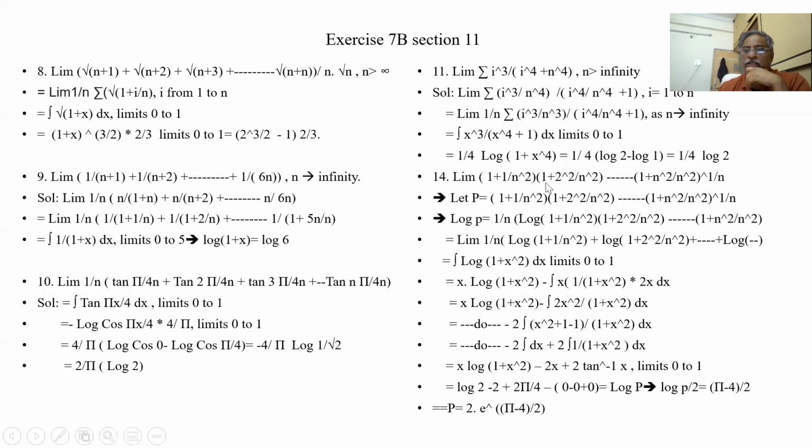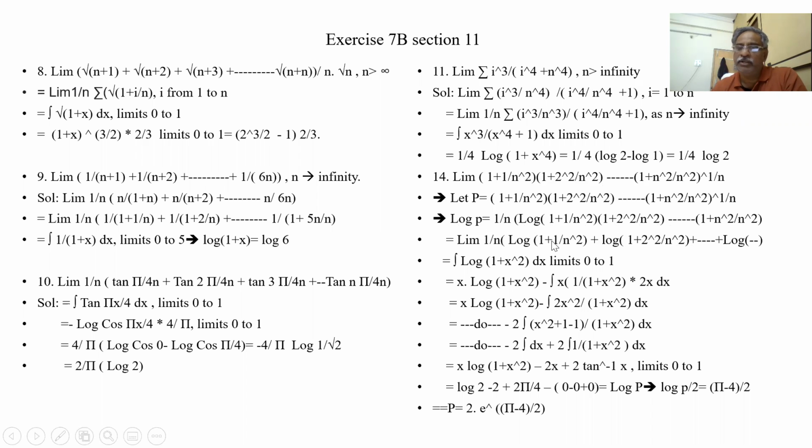1 plus 1 by n square into 1 plus 2 square by n square, up to 1 plus n square by n square, whole to the power of 1 by n. Whenever such whole to the power of 1 by n is given, we have to use the logarithmic function. So log p is equal to 1 by n log of this. This multiplication will convert into summation, because log ABC is log A plus log B plus log C.